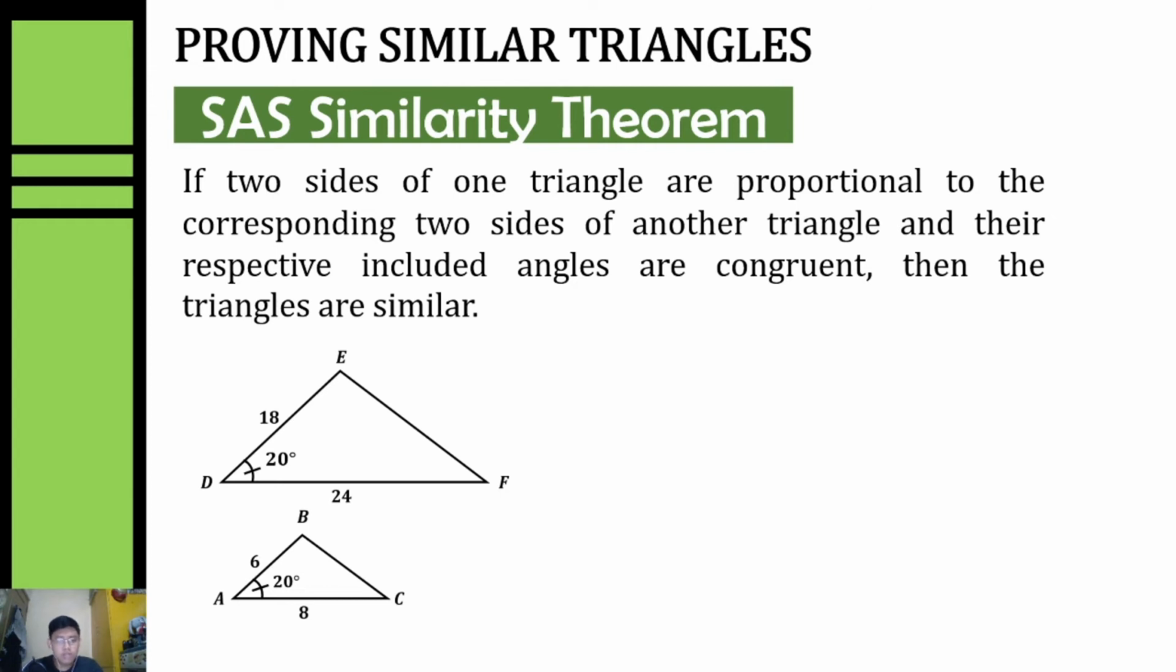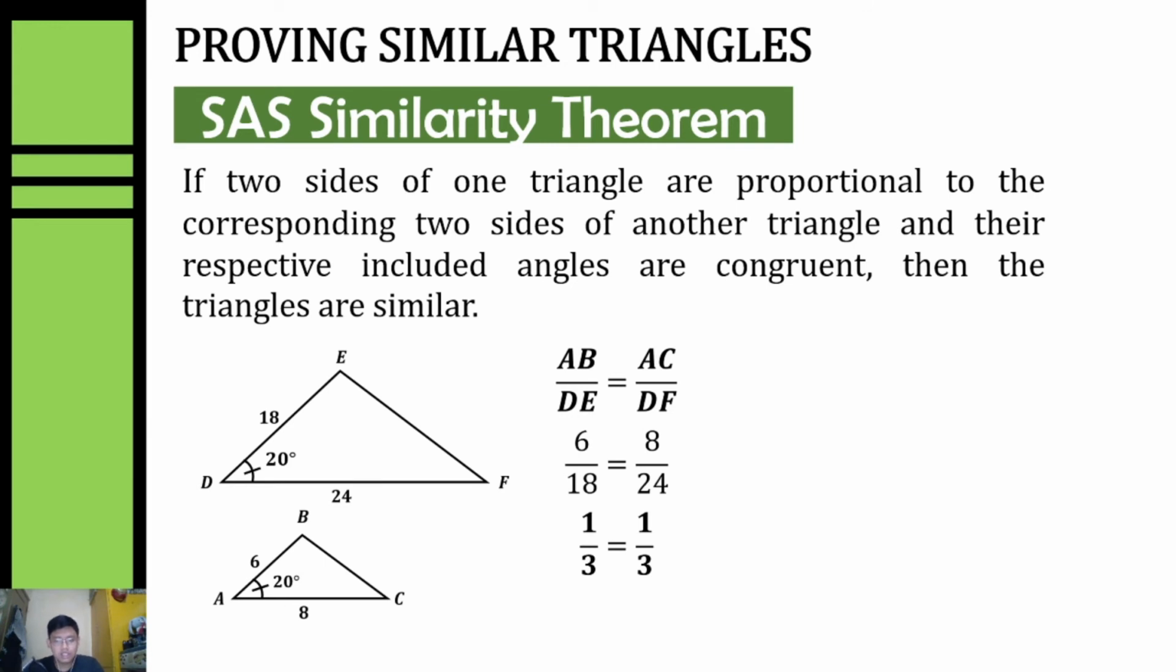Let's see if two sides of one triangle are proportional to the corresponding two sides of another triangle. So let's have this formula. We have AB over DE is equal to AC over DF because they are corresponding pairs, and we formulate a proportion of these two ratios. Then let's substitute the given dimensions. We have 6 over 18 is equal to 8 over 24. Now let's simplify. So we have 1/3 is equal to 1/3. We can say that they are proportional.